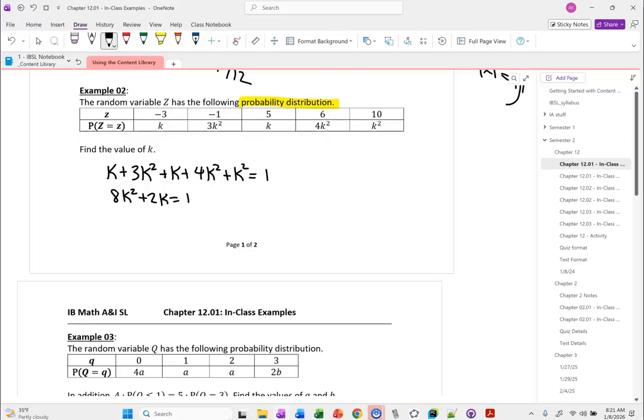You like that better? I would do the quadratic formula on this. Also, because I'm not even guaranteed that this value for k is even going to be a rational number. It could be some crazy thing. So I would probably default to the quadratic formula here.